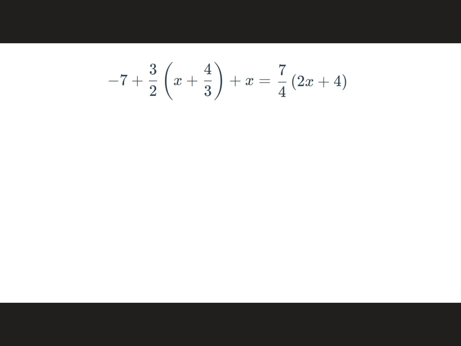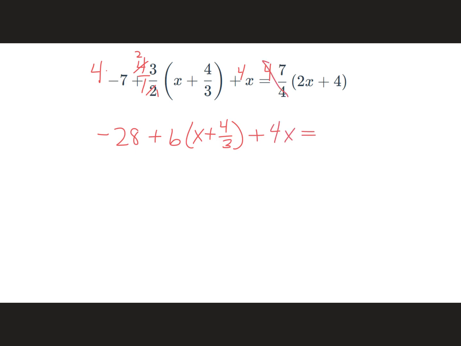All right, so here I go. I'm going to multiply -7 times 4, the 3/2 times 4, so 4/1, if that helps. The x times 4, the 4/7 times 4, and those are all my terms. I literally only have 4 terms. And so 4 times -7 is -28. And the 4 and the 2 is going to become a 1, and this is going to be a 2. So I'm going to have a 6 times x plus 4/3. I promise you that is going to work out. Plus 4x equals, these 4's cancel out, and I get 7 times 2x plus 4.